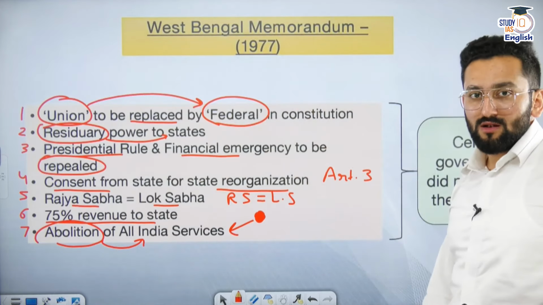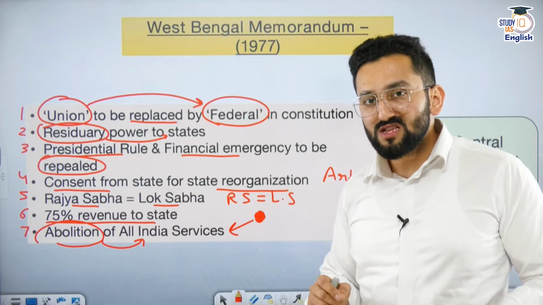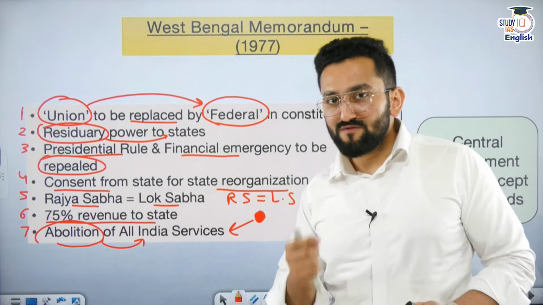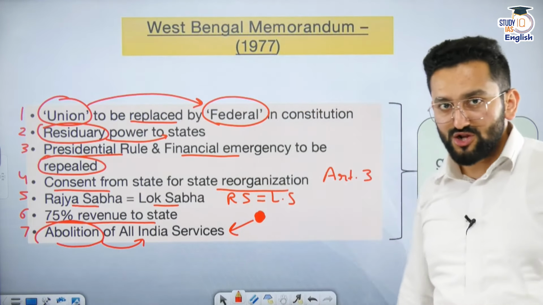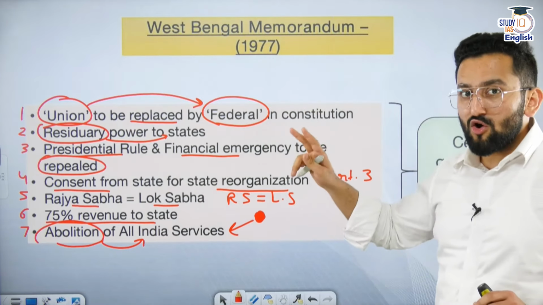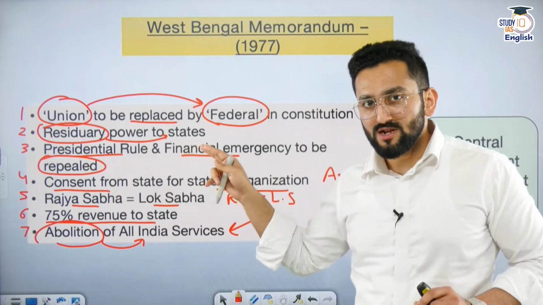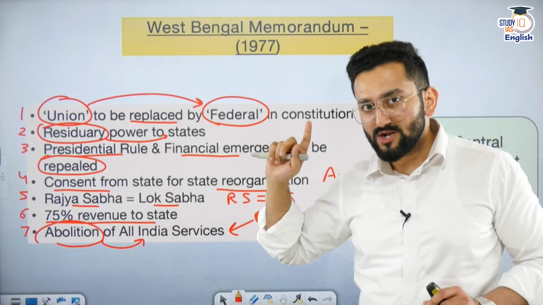Then came the West Bengal Memorandum. So this is the third commission which we are discussing from the state side, and before that we have discussed the ARC, the first ARC recommendation on center-state relations. Clear? Now, what they said. Now see the commonality. One common thing is clear: residuary power to state. All three have demanded residuary power to state.